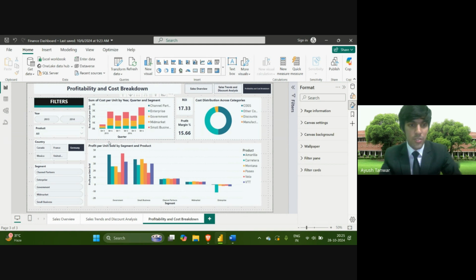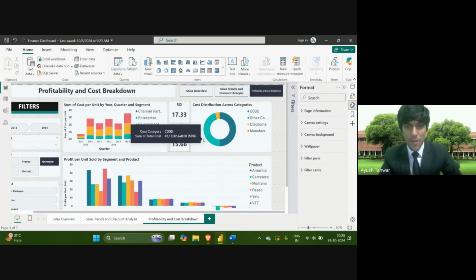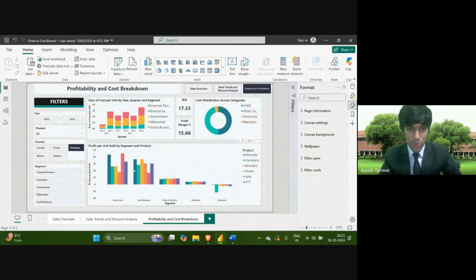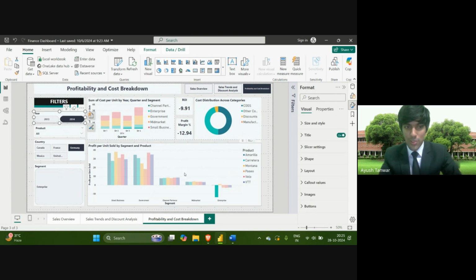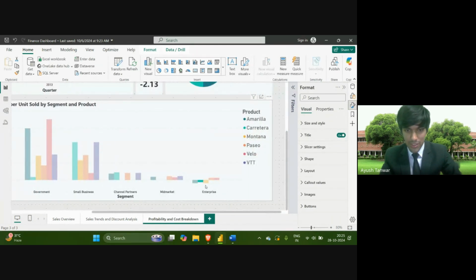And coming to the third page, when we talk about profitability and cost breakdown, the most important thing you see in the cost breakdown is that the other costs are a majority chunk, including the COGS, whereas the manufacturing cost is almost close to nil here. It's not even visible, it's very small. Similarly, when we talk about the profit per unit sold by segment and product, when we sell to enterprises, we are in loss. If you see this data by year, this loss is more in 2014, and some of the segments were in profit in 2013 in the enterprise segment. This segment of the product Paseo and the product below were in profit.